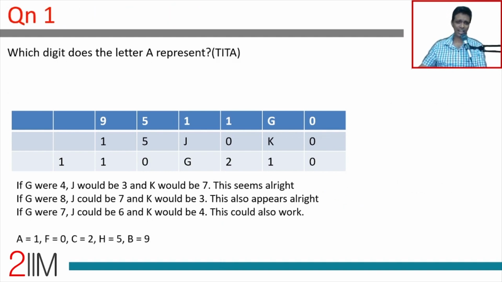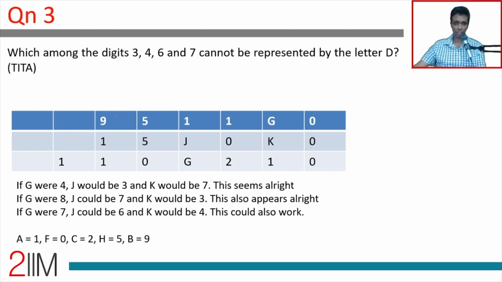Which digit does the letter A represent? A is 1. We've done this. First thing that we inferred. What does B represent? B is 9. Only then the carryover idea works. Again, a very easy question.